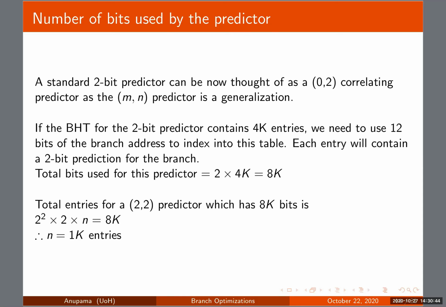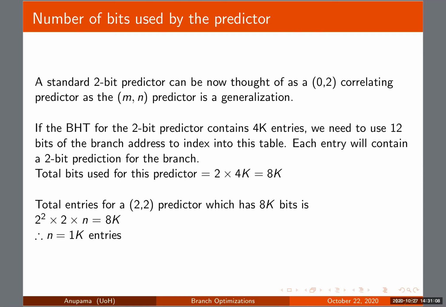And now if we have a standard 2-bit predictor with 4K entries, right? We need 12 bits of the branch address to index into this 4K table. How many overall bits are you using for this predictor? We have 2 bits per entry and 4K entries, so 8K bits are being used in this predictor.